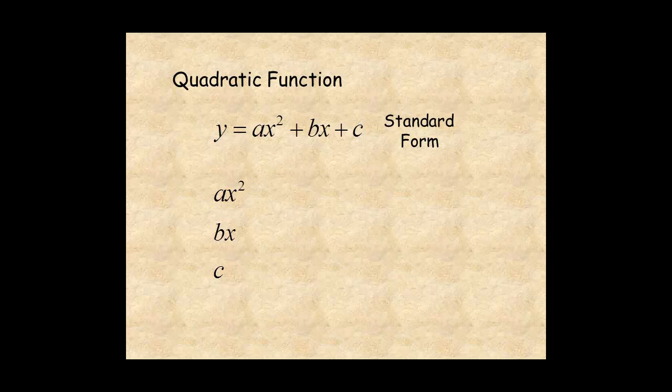The first term is the quadratic term, or the leading term. The second term is the linear term. The third term is the constant term. A, B, and C are called coefficients.